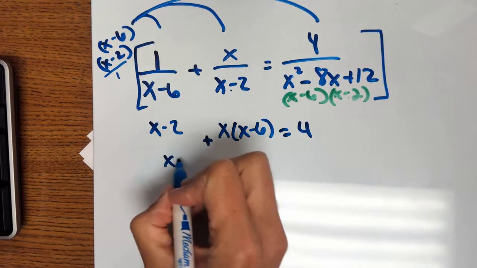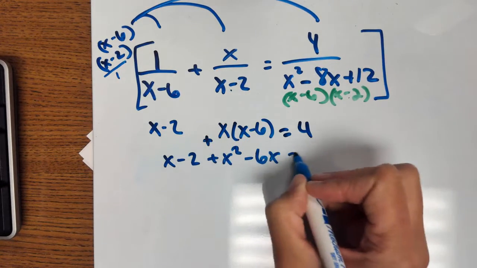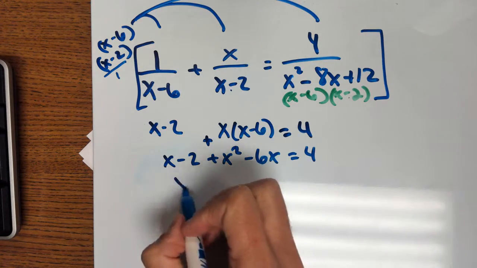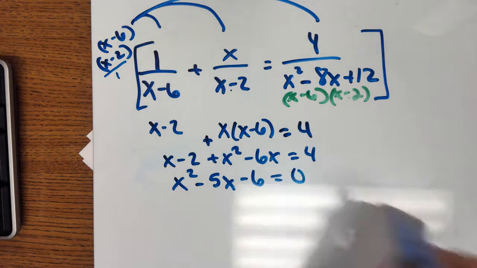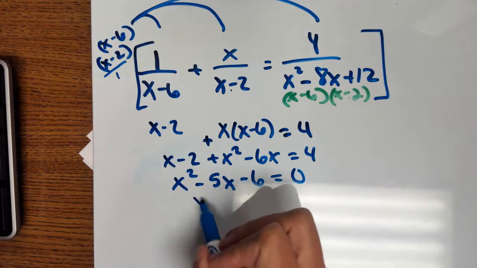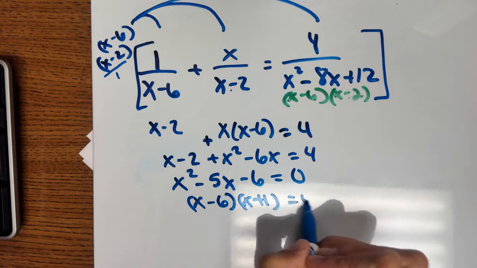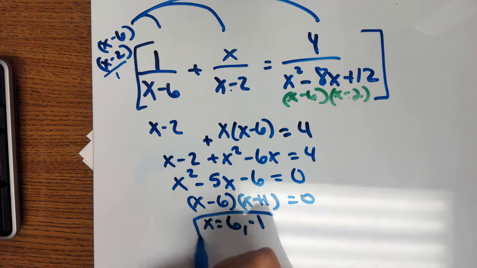So we're just going to go through. We have x minus 2 plus x squared minus 6x equals 4. I see it's a quadratic, so I'm going to bring everything to one side and rearrange it. Minus 5x minus 6. And then when we go to factor, we have x minus 6, x plus 1. And then all we have to do is solve it. So x equals positive 6 and negative 1.